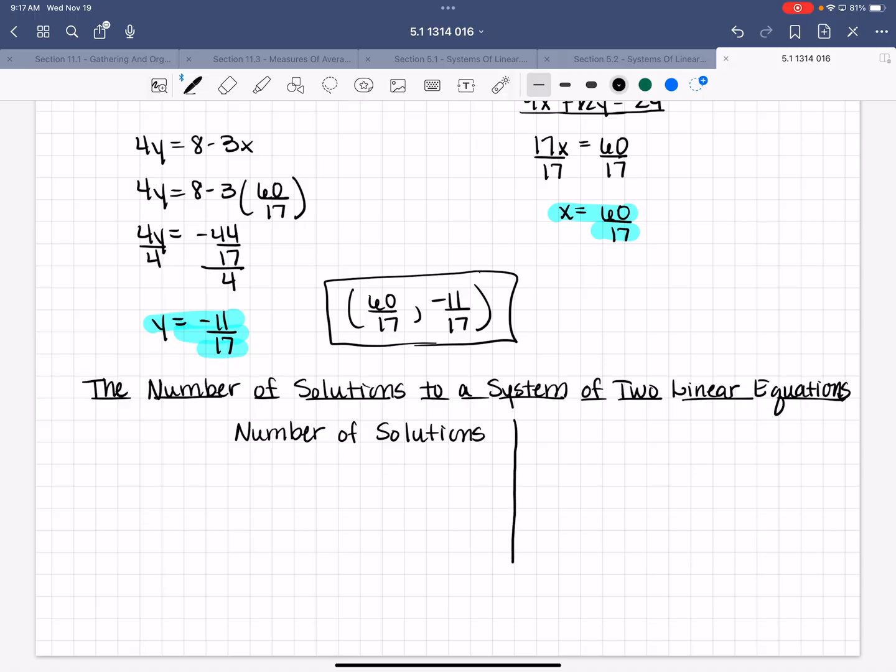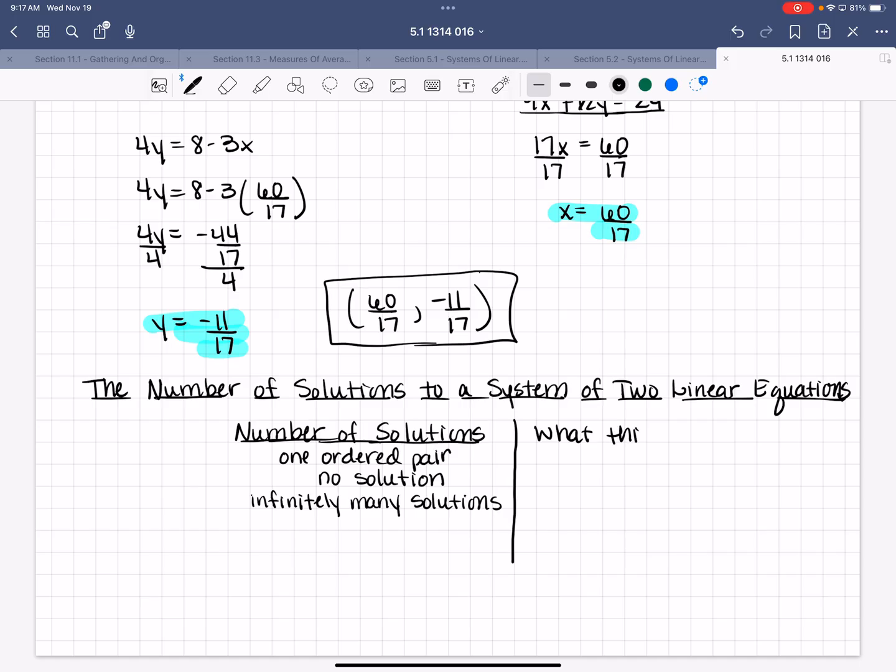So I can have one ordered pair, which is what we've seen, right? I can have no solution, which we've not seen yet, but we're fixing to, of course. Or I can have what we call infinitely many solutions.